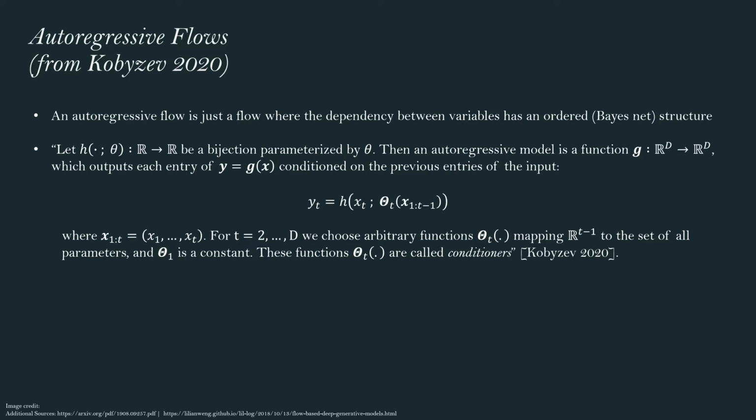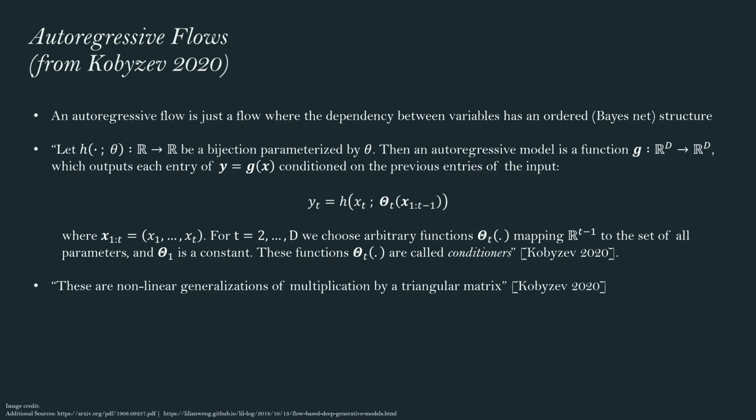But yeah, this theta sub t is just an arbitrary function that maps all the previous inputs to the set of parameters, right? So theta 1 is just a constant function, and then the others depend on what the previous inputs were, and we refer to these functions as conditioners, right? So the conditioner is just a function of the previous inputs.